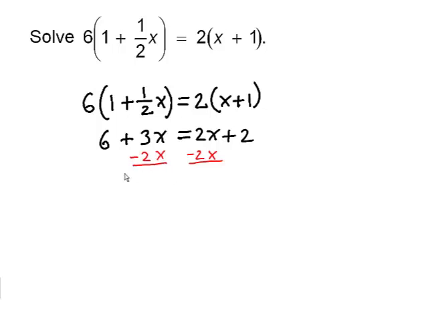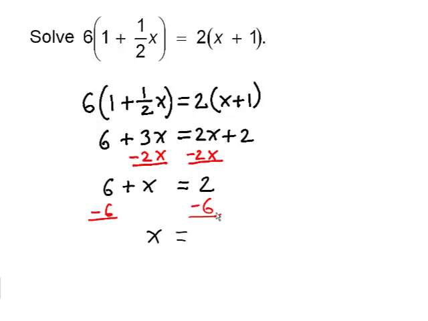So when we subtract 2x from each side, on the left side we have 6 plus 3x minus 2x is 1x, or x. And on the right side, 2x minus 2x is 0, plus 2 is 2. Now we have an equation that still has a constant term on each side. So we need to undo adding 6 to the left side by subtracting 6 from each side. And on the left side, 6 minus 6 is 0, plus x is x.